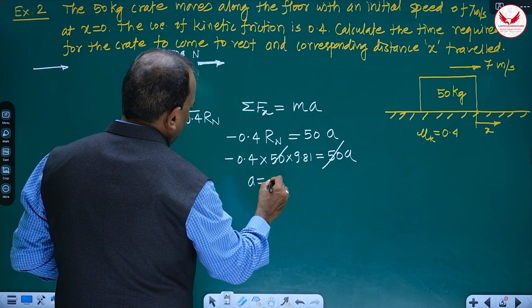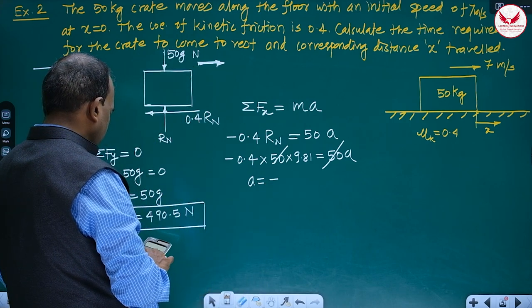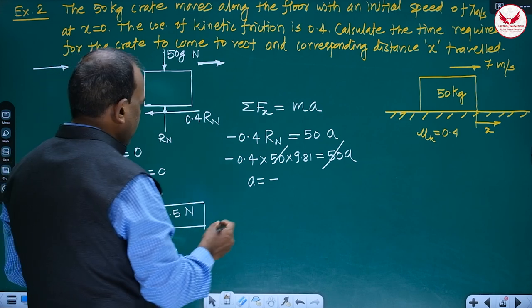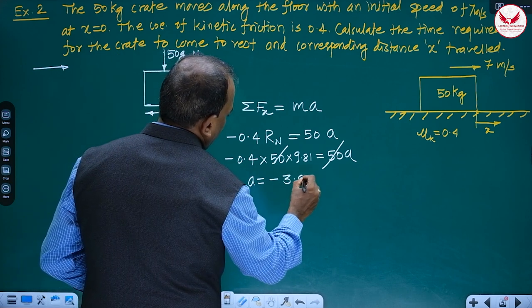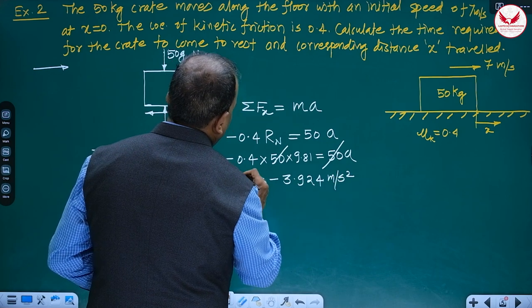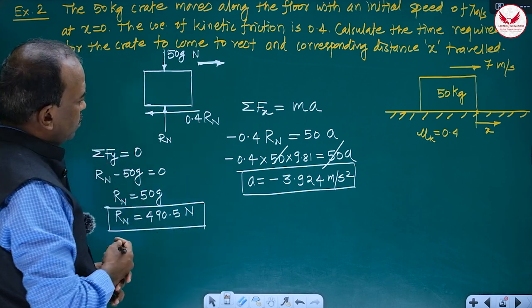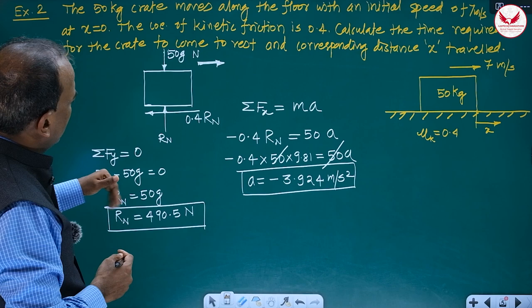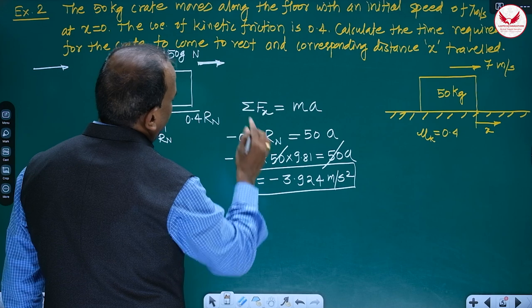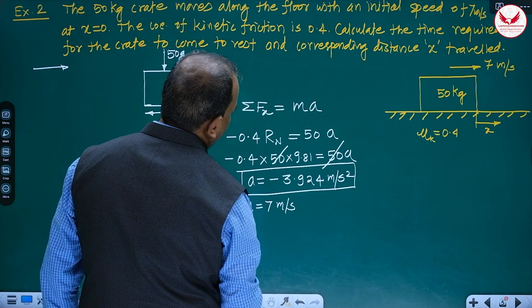A is equal to minus 0.4 into 9.81, it is minus 3.924. This indicates that it is a retardation, means somewhere it will stop. This is the retardation. And if A is constant, we can use equations of motion with an initial velocity given. U is equal to 7 meters per second towards right.